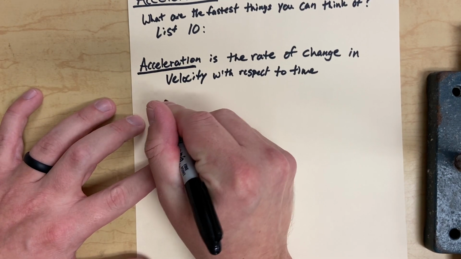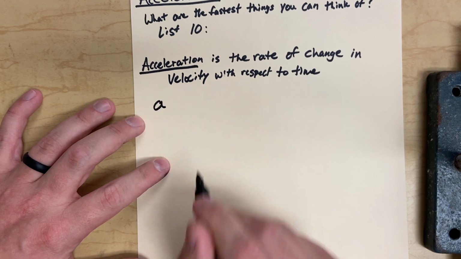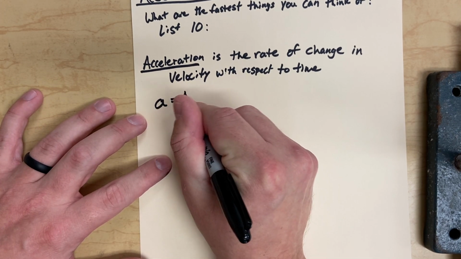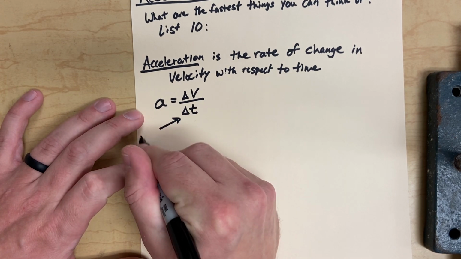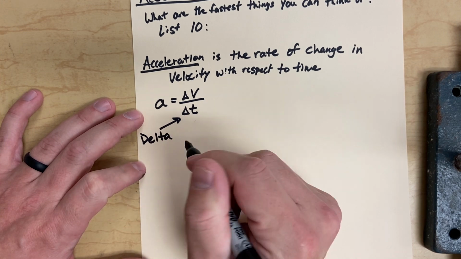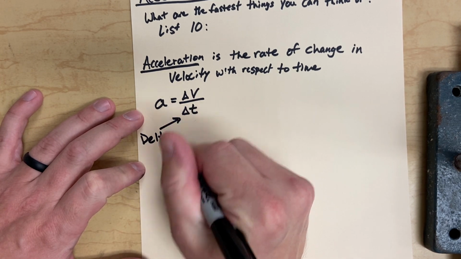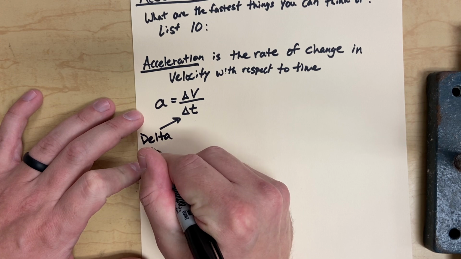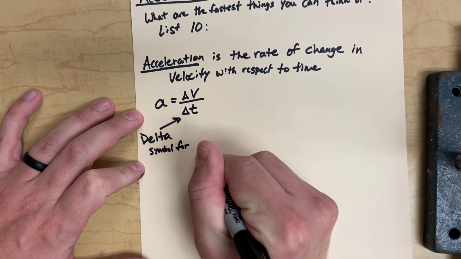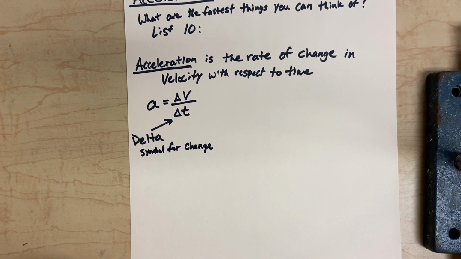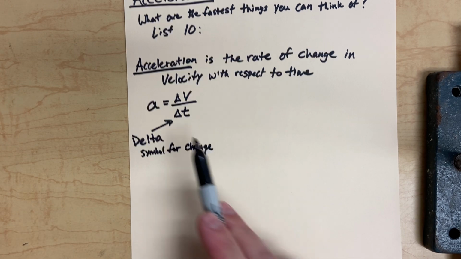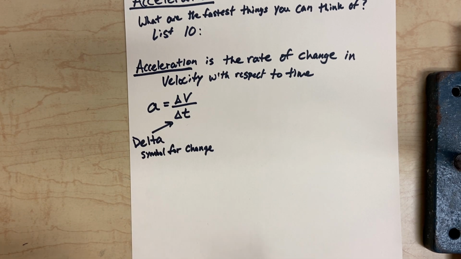What that means is we can show that algebraically as little a for acceleration is equal to delta v over delta t. Now that little triangle means delta, and that's the Greek symbol for change. That's important to know because we're going to use this same symbol for the rest of the year. It's not actually a triangle, but we just write it as a triangle because it's easier, but it is the Greek symbol for delta, which is the symbol for change.